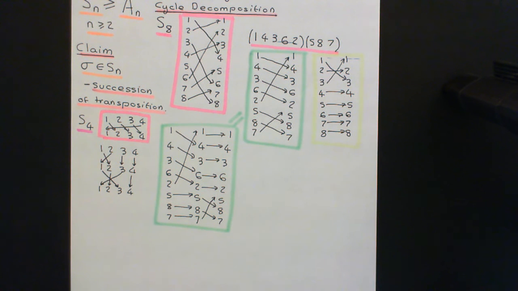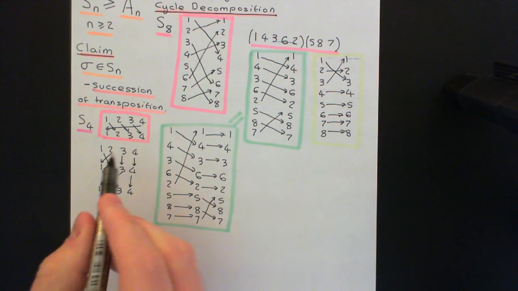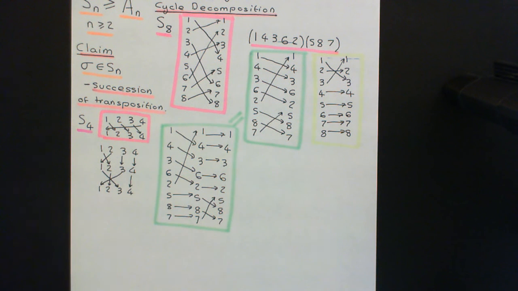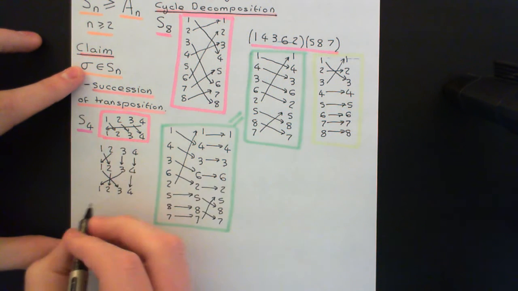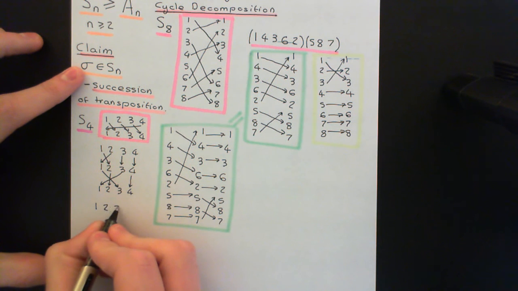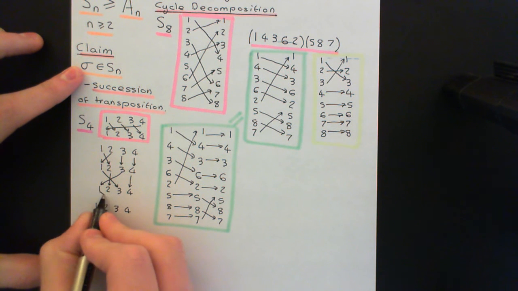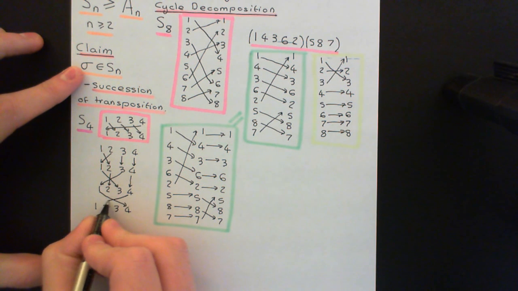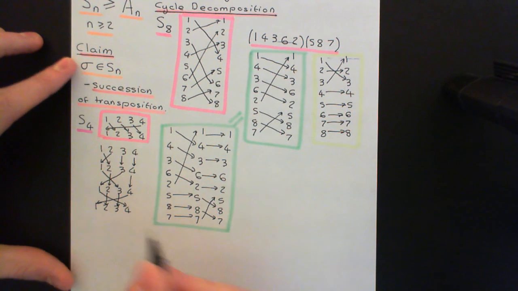Okay, excellent, so I've now got 1 and 2 going to the correct place. Now what I need to do is get 3 going to the correct place. So currently 3 unfortunately is going to 1, 3 needs to go to 4, so what I'm going to need to do is swap 1 and 4 around. So I'll send 1 to 4, and then 4 to 1, and I'll fix 2 and 3, like so.